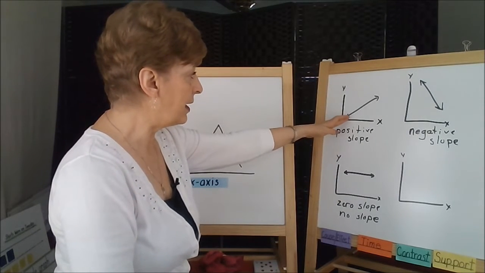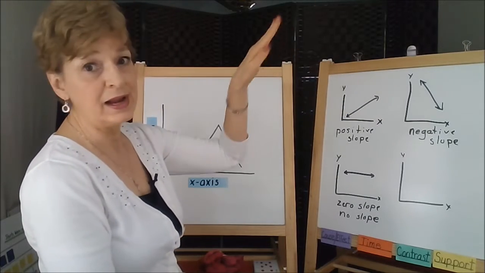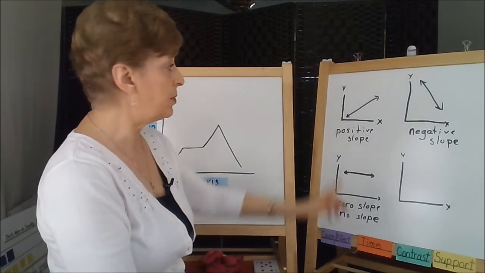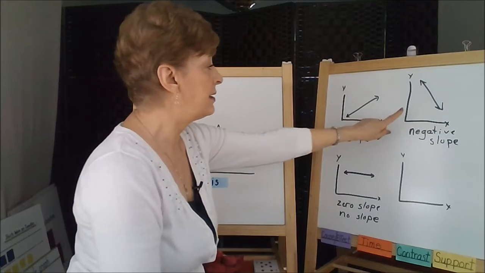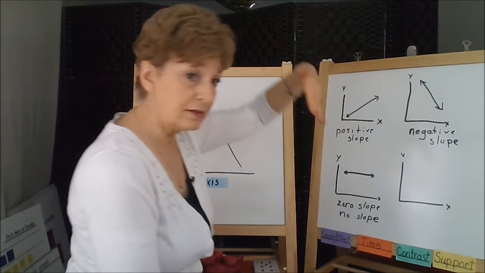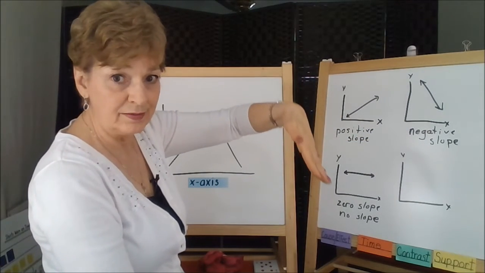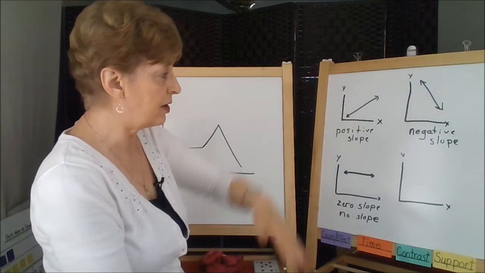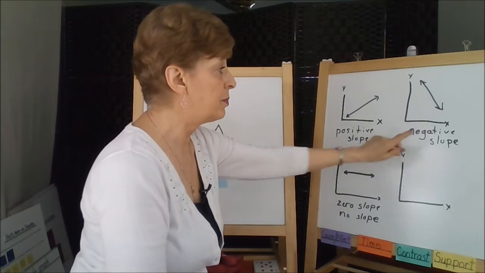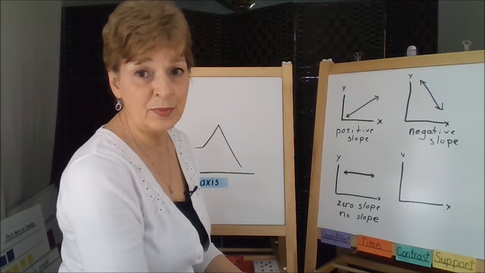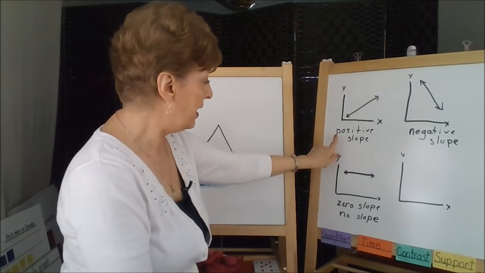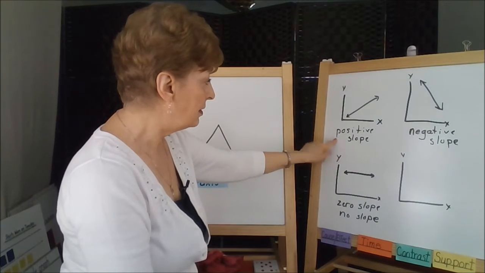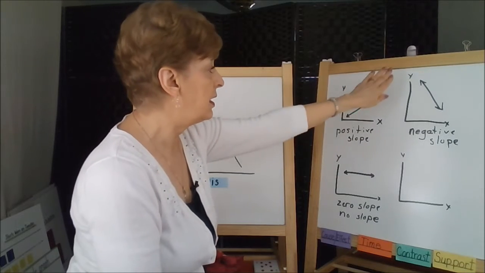But if you were parking on a hill with the car pointing upward, you probably want to use your emergency brake. And if you were parking on a hill that was sloping downward, the front of your car pointing downward, again, you would want to put your parking brake on. So we have a positive slope going upward, a negative slope.